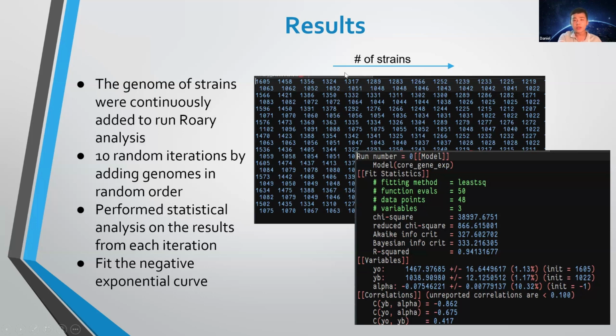As we can see in this table here, as we move right and the number of strains increases, the total number of core genes decreases. Then we performed statistical analysis on the results from each iteration and then fitted a negative exponential curve through a least squares method.